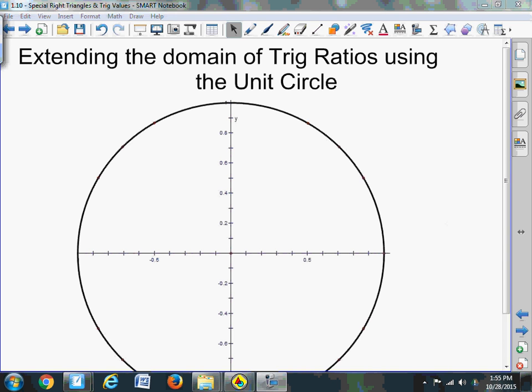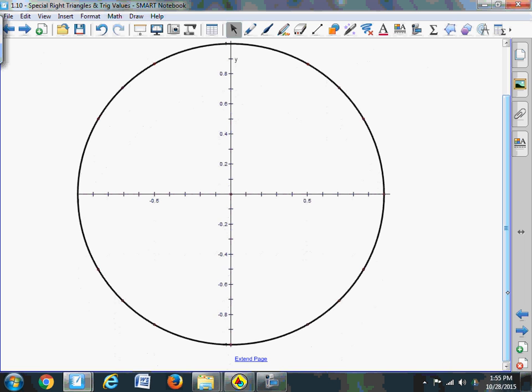In today's lesson, we're going to be extending the domain of trig ratios using the unit circle. So normally with trig ratios, what we've learned so far, they work with right triangles. Normally in a right triangle, we do not care about the 90-degree angle. We can look at the top angle or the bottom angle. Both of these angles are acute. So every time we're using sine, cosine, tangent, we're always looking at an acute angle.